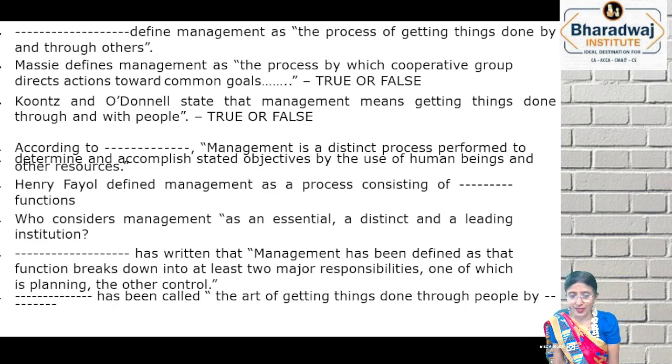Dash has written that management has been defined as that function that breaks down into at least 2 major responsibilities, one of which is planning, other is controlling. Dash has been called the art of getting things done through people and by Dash. See how tricky the question is?